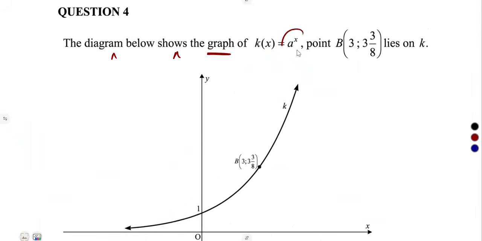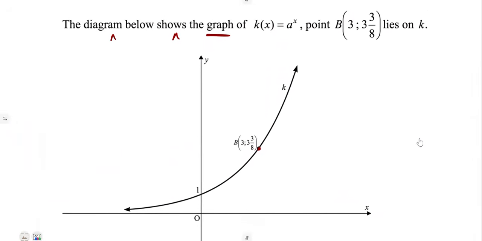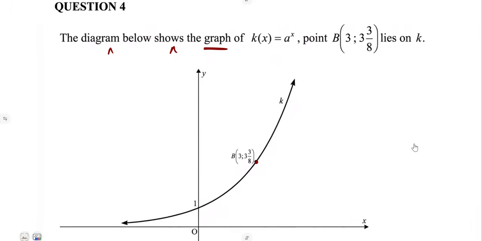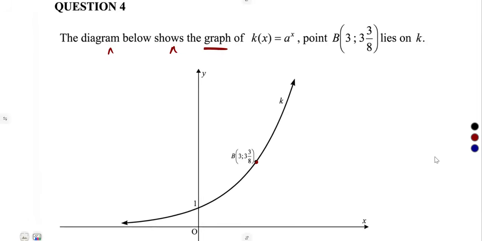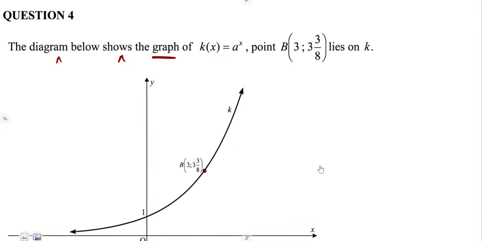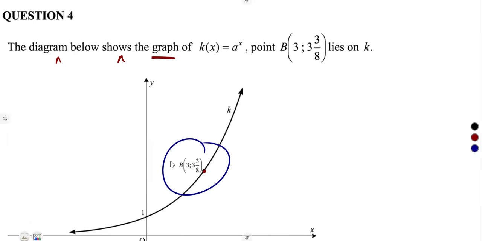K(x), a to the exponent of x. The point B is also given as part of the graph, which lies on K. It's a point which is on the given graph. So from this diagram, 4.1, they are now asking us to show that our a is 3 over 2. So it's a calculation already made for us. We just need to show it. From where? A point which lies on the given graph. So that is the condition that we can simply use x versus y there.